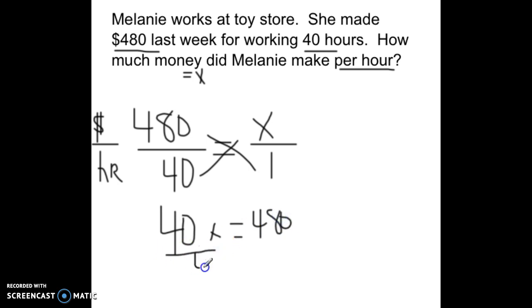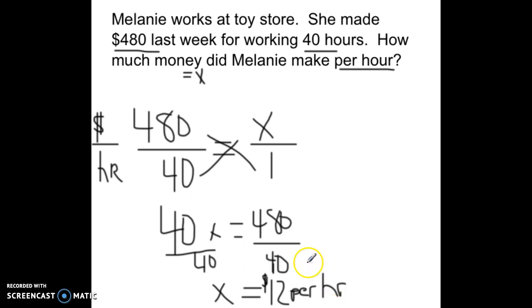We'll divide by 40. Divide by 40. And X is, well, 480 divided by 40 is, I believe it's 12. So she makes $12 per hour. $12 an hour. It's not a bad job for working at a toy store.